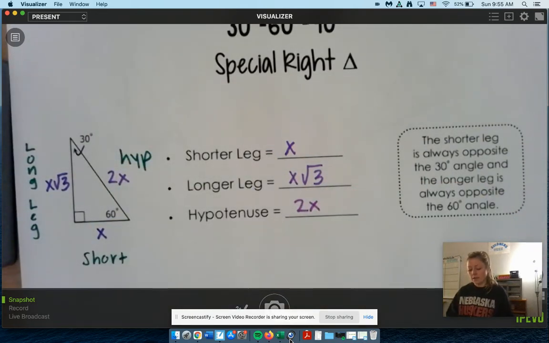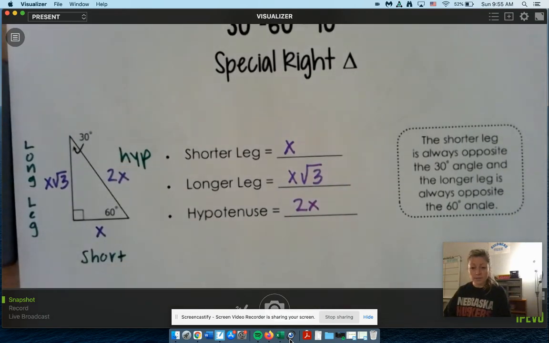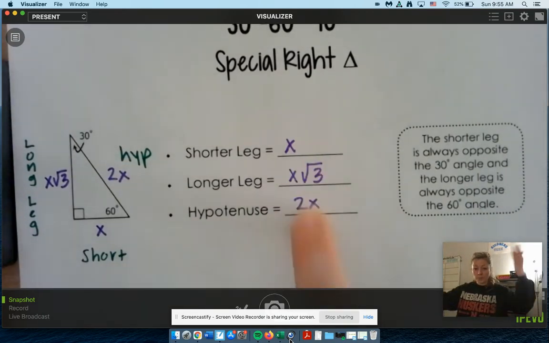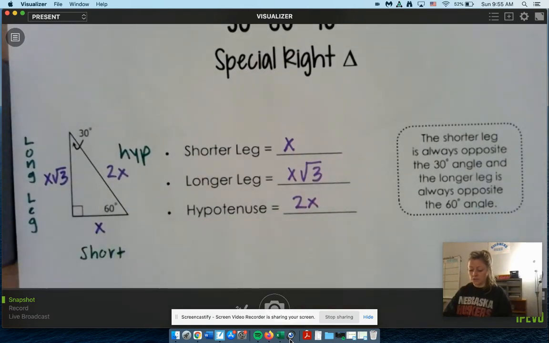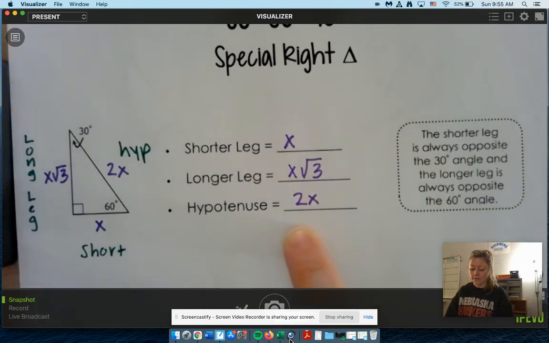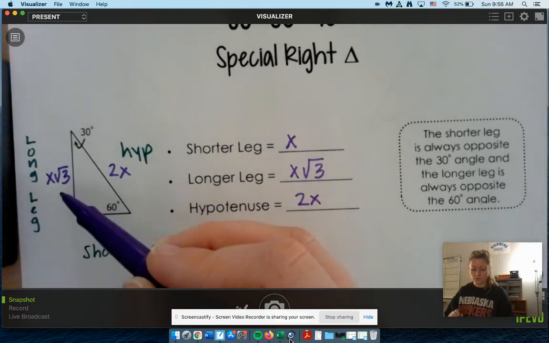So again, if we were given any one of those three sides, using our generic formulas here, we are able to work backwards to get the other missing two sides. So make sure you have these written down. Everything's based off of this short leg. X, short leg times root 3, and twice your short leg.